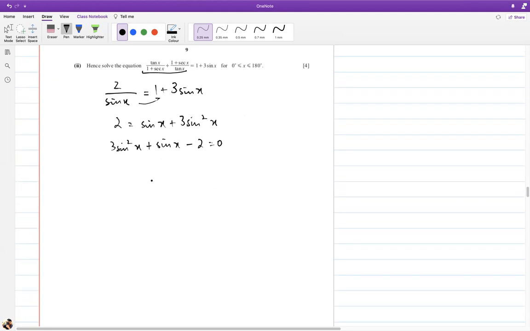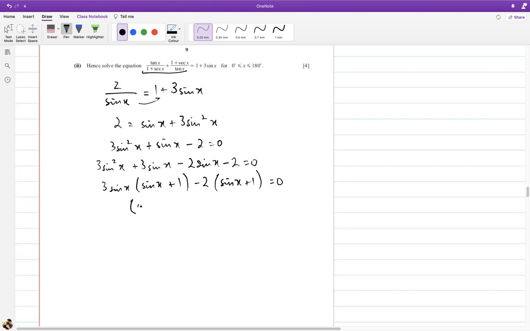Can we do middle term breaking for this? I think we can. So 3 sin square x plus 3 sin x minus 2 sin x minus 2 is equal to 0. Sir, can we put sin x as y? We can certainly. Okay. So if I take 3 sin x as common, I'll get sin x plus 1. If I take minus 2 as common, I'll get sin x plus 1 again. That leaves me with sin x plus 1 and 3 sin x minus 2 equal to 0. So sin x equals minus 1 and sin x equals 2 by 3.